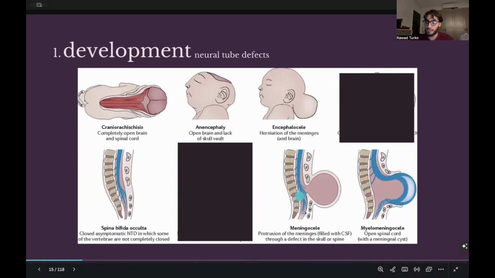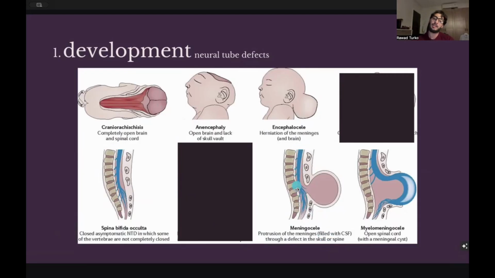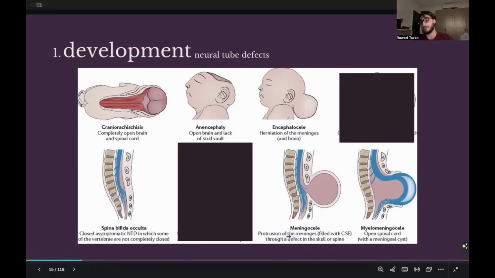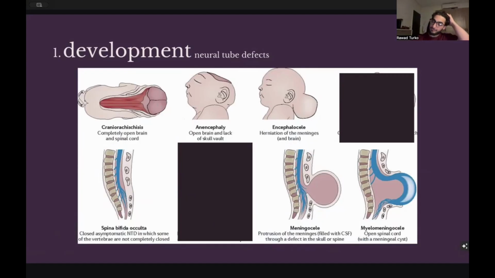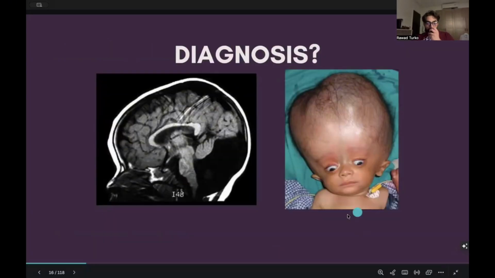So you see here the spinal cord is still intact. It's still within the confines of the spinal cord itself. So there's a protrusion of the meninges filled with CSF through a defect in the skull or spine. And then we have a myelomeningocele, which is an open spinal cord. So this is meninges with the actual spinal cord inside of this herniation, inside of this cyst. All of these can be prevented with avoiding vitamin A during pregnancy, and also with folic acid supplements during pregnancy.